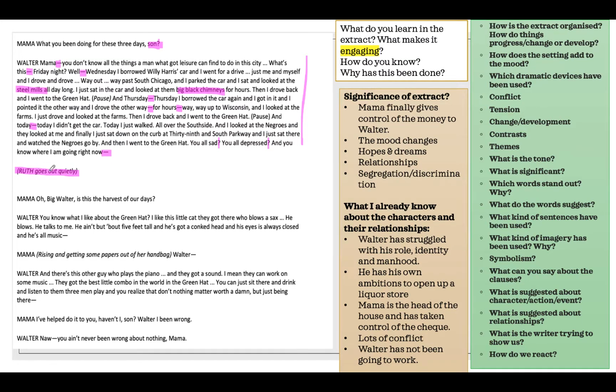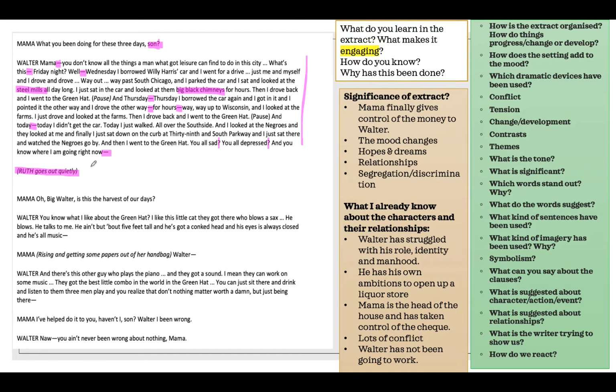And then we come back to this. Ruth goes out quietly. So not only is this a stage direction and a dramatic device because she leaves, but we can also comment on this word quietly. Ask yourself why. Why does she go out quietly? Why does she go out at all?